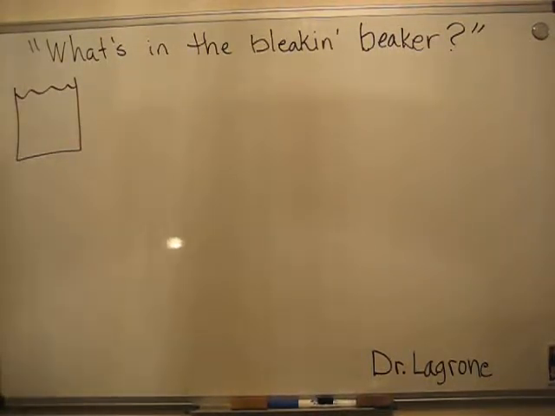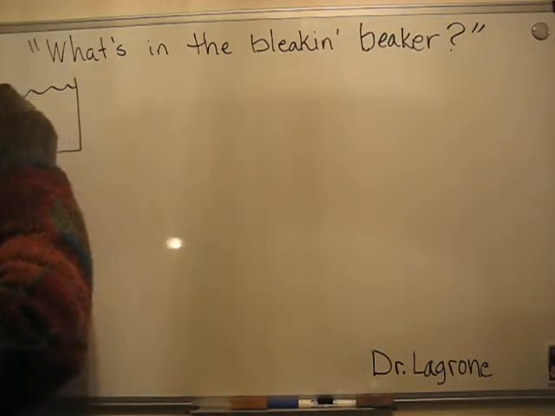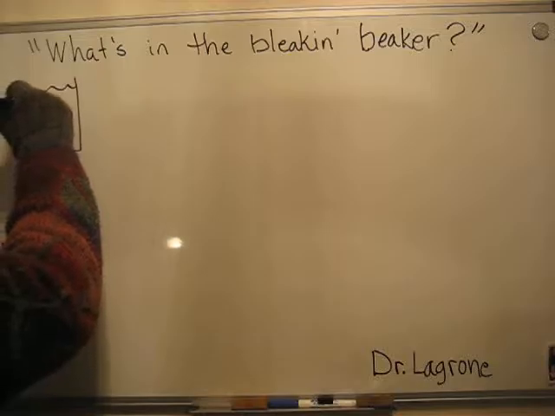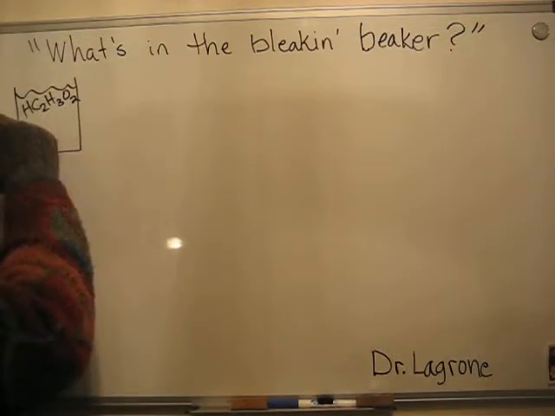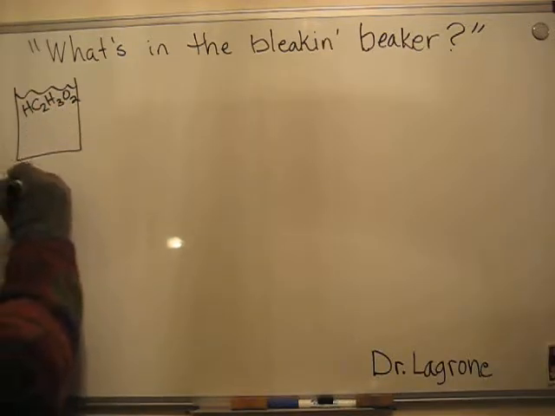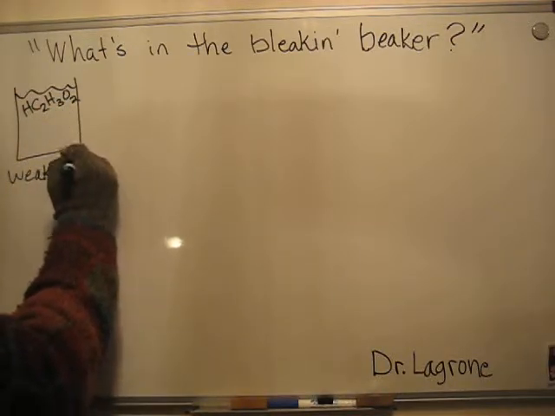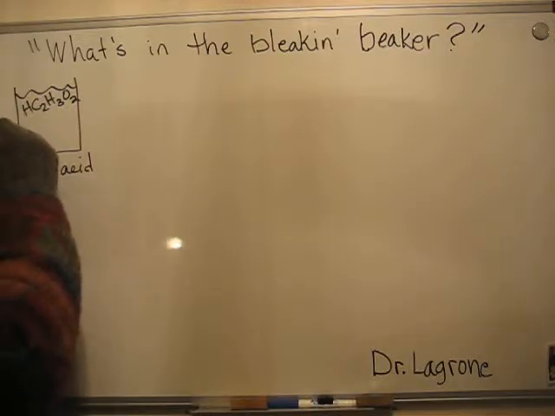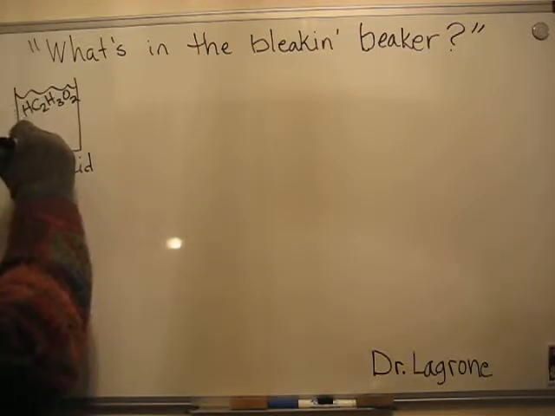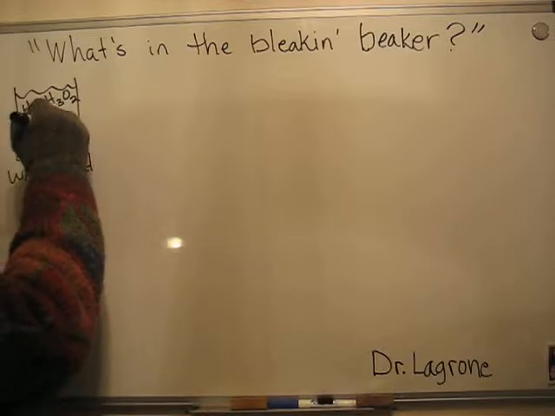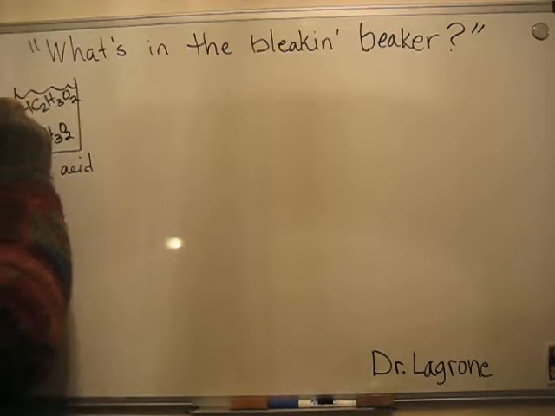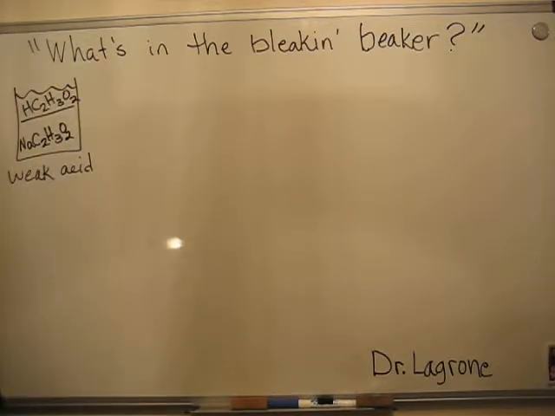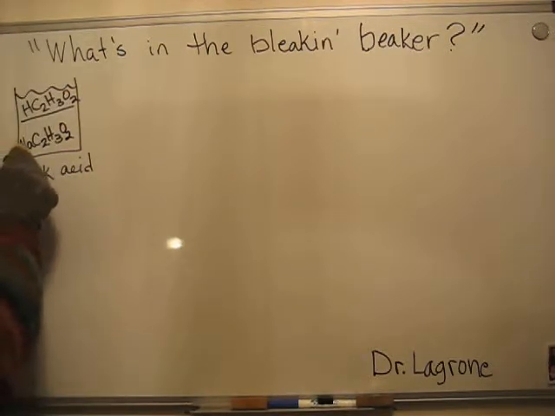Okay, in this video of what's in the bleakin beaker, we're going to look at acetic acid, HC2H3O2, and in this beaker, that's a weak acid. But in this beaker, we've also added some salt, sodium acetate, NaC2H3O2. And we know that the weak acid will remain predominantly as the molecule, but what happens with our salt?